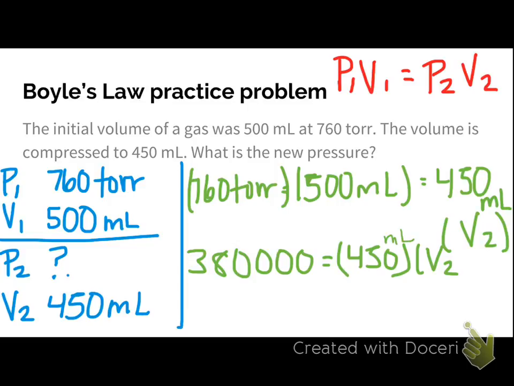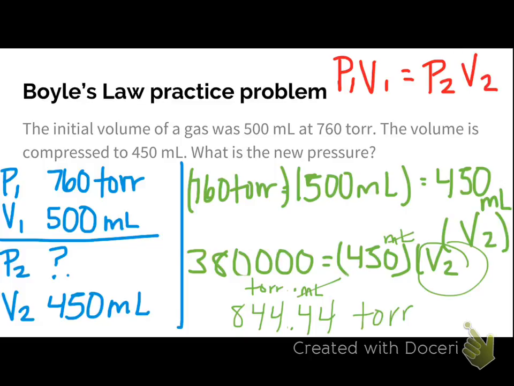Remember that this is in mLs. I should have put that on there. Your units on this side are going to be torr times milliliters. Now to solve for this V2 here, we just need to divide each side by 450, and that gives us 844.44. Now what's my units? Well, milliliters canceled, so we're left with torr.